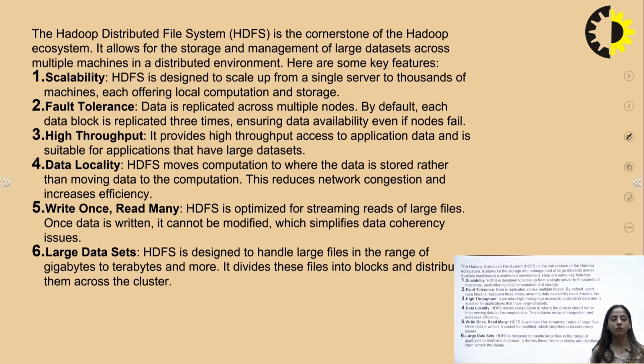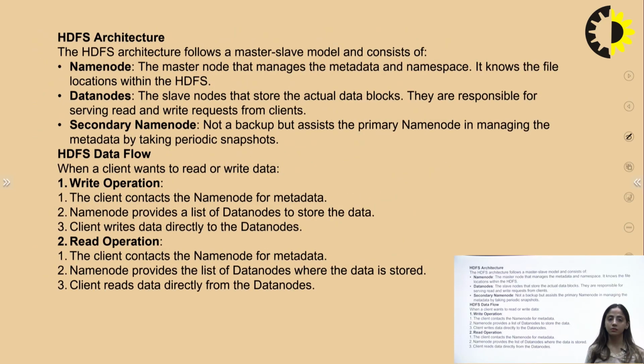The fifth one is write once, read many. HDFS is optimized for streaming reads of large files. Once data is written, it cannot be modified, which simplifies data coherency issues. Then comes large datasets. HDFS is designed to handle large files in the range of gigabytes, terabytes and more. It divides these files into blocks and distributes them across the cluster.